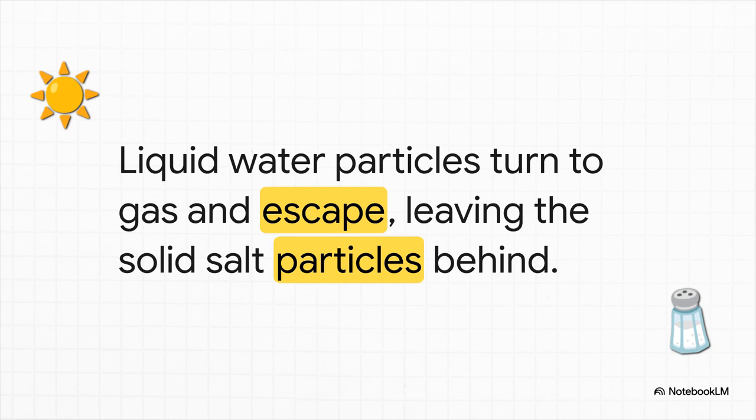And here's our final clue for this section. Evaporating salt water. Say you leave a shallow dish of salt water out in the warm sun. Eventually, that dish dries out, but a crust of solid salt is left behind. This perfectly separates two different types of particles. The liquid water particles gain energy, they turn into a gas, and completely escape into the air. Meanwhile, the heavier, stationary solid salt particles are left exactly where they were.